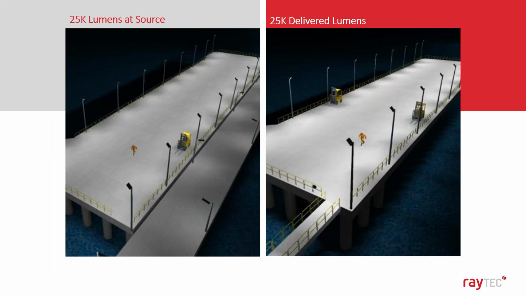The design on the left assumes a fitting with a quoted lumen package of 25,000 lumens, but unknown to you, these are source lumens, and once the losses in the system are taken into account, your installation is falling short of the required lux levels. The design on the right assumes a fitting with a quoted lumen package of 25,000 lumens, same as the first, but this time these are delivered lumens. You get the light that you expect, and you can see in the picture that you get a dramatically higher on-scene illuminance as a result.